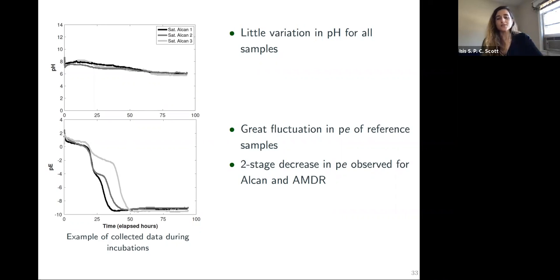So it was interesting to see that for reference samples, we don't have a clean curve like this one. It's much more short-term fluctuations in comparison to what you see in here. And reference samples, again, are the ones that did not receive sugar into it. And also an interesting conclusion was that we saw this two-stage decrease in P in both alkane and AMDR. And we speculated that this two-stage was when the prominent oxidant in the solution changed, or the electron acceptor changed, and the microorganisms were choosing the next one available.